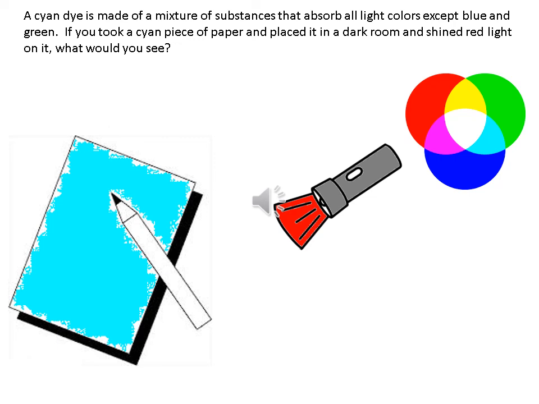And we'll circle the colors that will reflect back red light. They are magenta, red, and yellow. Cyan is not one of those colors. Cyan pigments absorb red light, and so when we shine the red light onto the cyan piece of paper, we're going to see a black dot.